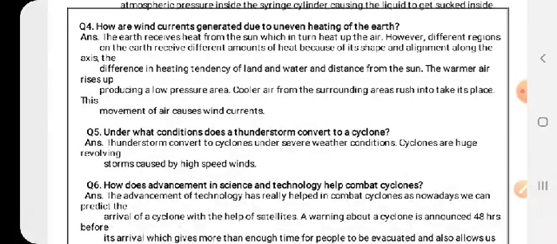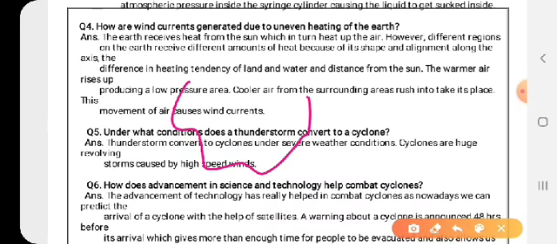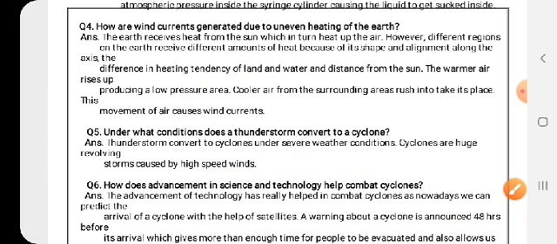Next is, how are the wind currents generated during uneven heating of the earth? When there is uneven heating of the earth, how are they generated? We know that due to the uneven heating, the land gets heated up unevenly and thus creates low pressure and high pressure regions at different places, due to which the warm air above the low pressure region rises up and creates a totally low pressure region, and the air from the high pressure region starts blowing towards it, and it causes the winds to blow.